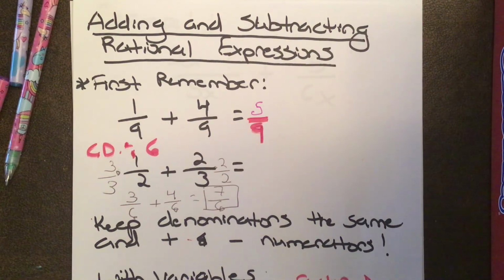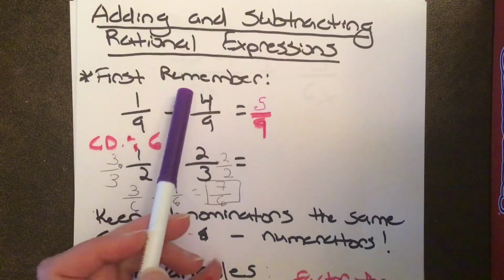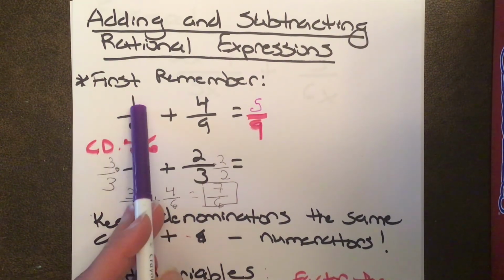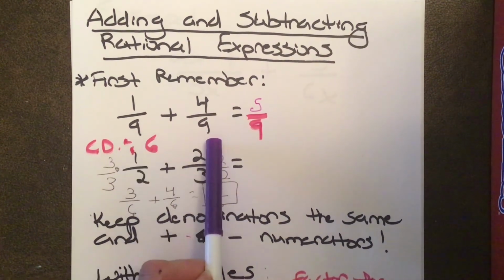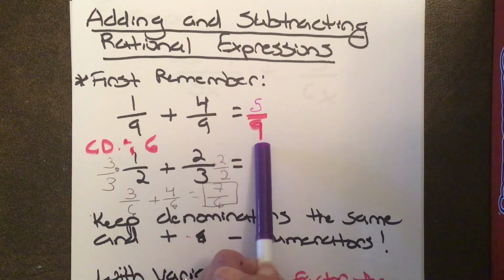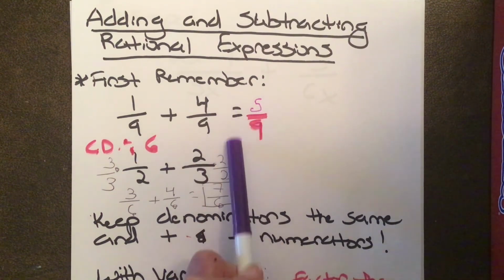So I'm going to be doing the lesson with you today on adding and subtracting rational expressions. Before we even get to doing it with the variables in it, let's just remember what we do with normal everyday fractions. For example, if we had 1/9 and 4/9, these guys already have a common denominator, 9. So remember the answer is going to have that common denominator of 9. And then I can just add the numerators here. So 1 plus 4 is 5. So this guy is 5/9.